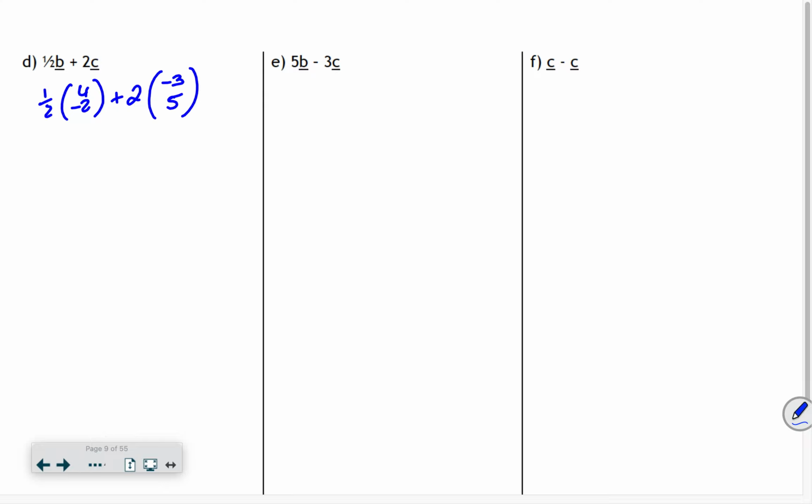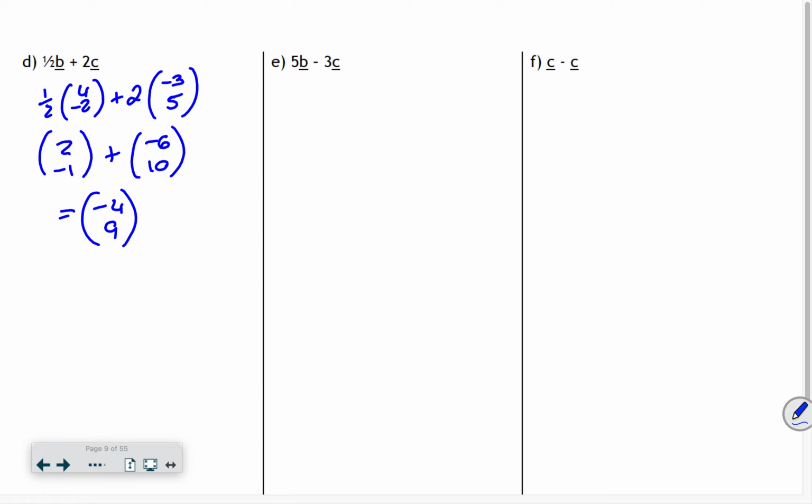So this time we're going to multiply the components by a half. A half of 4 is 2. A half of minus 2 is minus 1. Plus 2 times minus 3, 5. 2 times minus 3 would give you minus 6. 2 times 5 is 10. So 2 plus minus 6 would give me minus 4. And minus 1 plus 10 is 9.